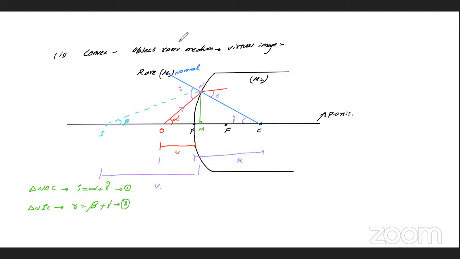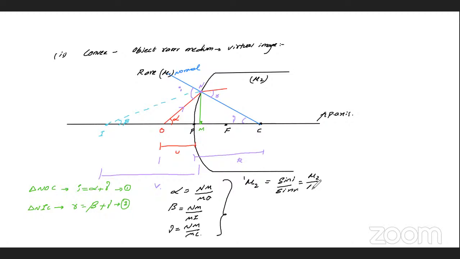Same thing, I'm going to find your alpha function. Here tan alpha is equal to, since the angles are so small, I'm removing the tan functions. Alpha is equal to the opposite side divided by the adjacent, and the adjacent is MO. Beta is equal to NM divided by MI, and gamma is equal to NM divided by MC. So we got alpha, beta, gamma. Now we are going to see Snell's law. The relation is rarer towards the denser, so 1 mu 2 is equal to sine I divided by sine R, which is equal to mu 2 divided by mu 1, the ratio.